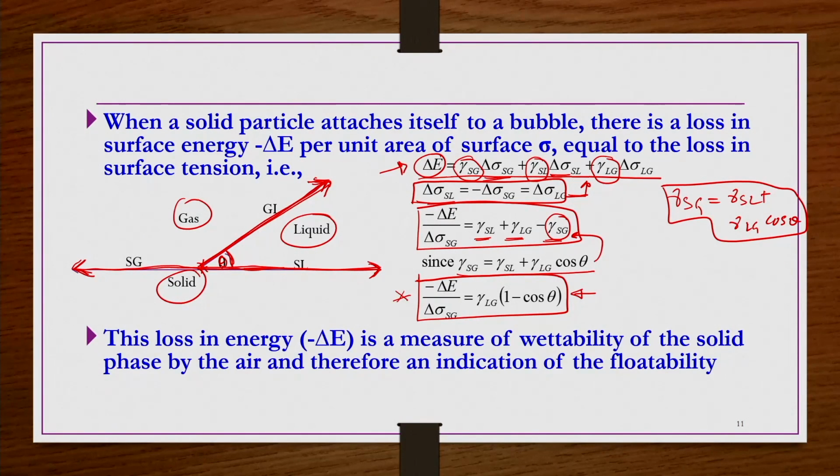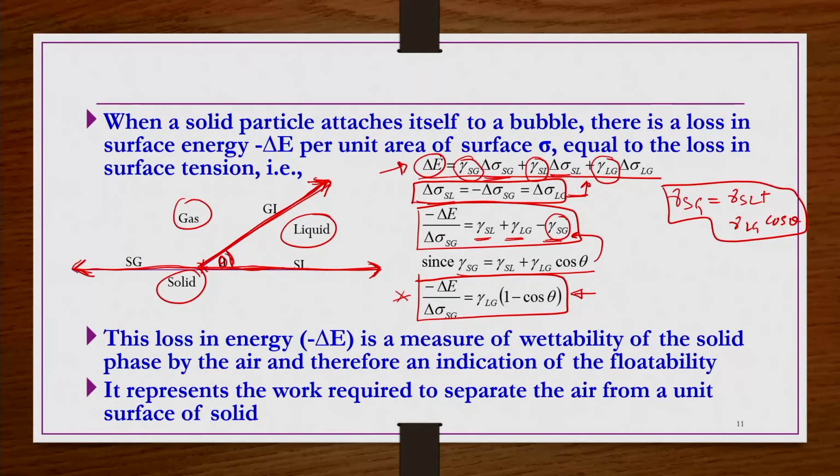So, this loss in energy, minus delta E, is a measure of wettability of the solid phase by air, and therefore, an indication of the floatability. It represents the work required to separate the air from a unit surface of solid. So, after the froth you have collected, this much energy you have to provide, so that the solids are separated from the air bubbles. So, that is about the basic flotation process, and then digging out what is the floatability principle.